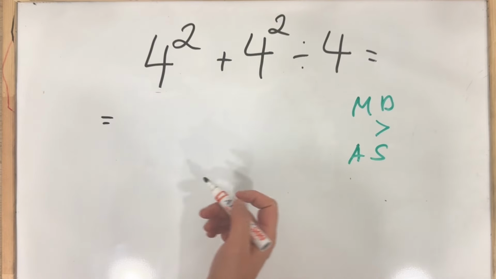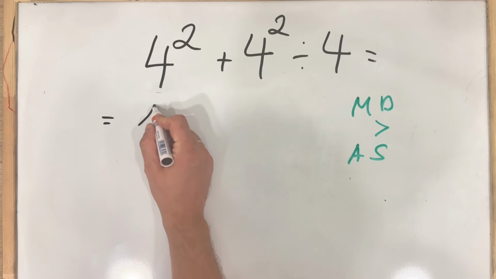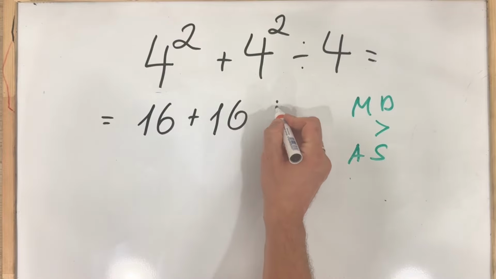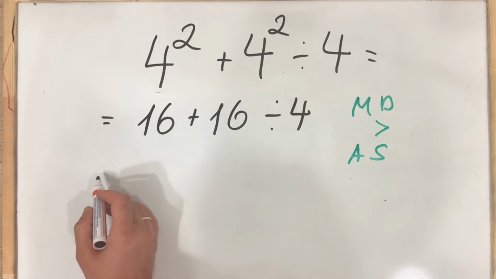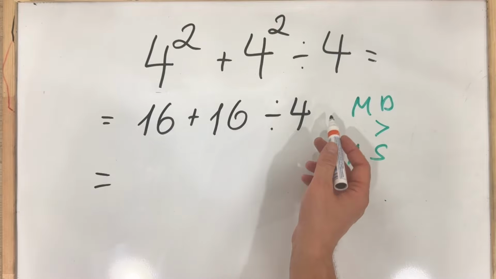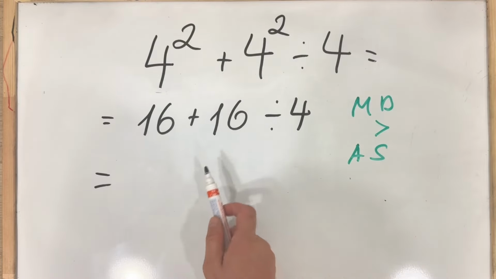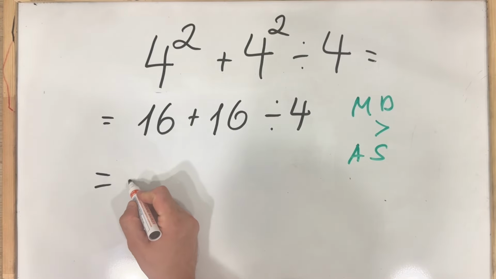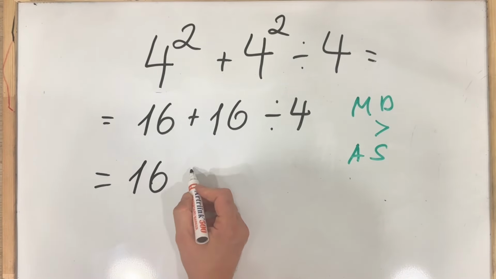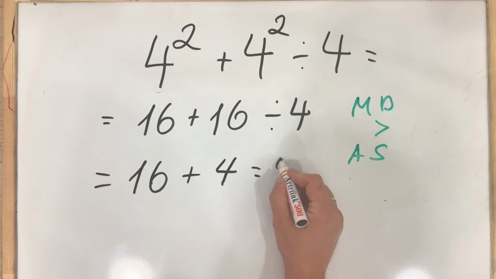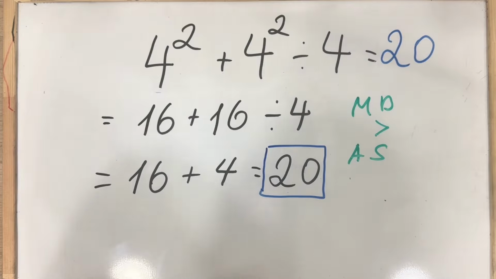So in this case, what do we get? Let's do the exponents first. So we have 16 plus 16 divided by 4. So 16 divided by 4, because we need to do this first, the division over addition. 16 divided by 4 equals 4, and we have 16 plus 4, which equals 20.